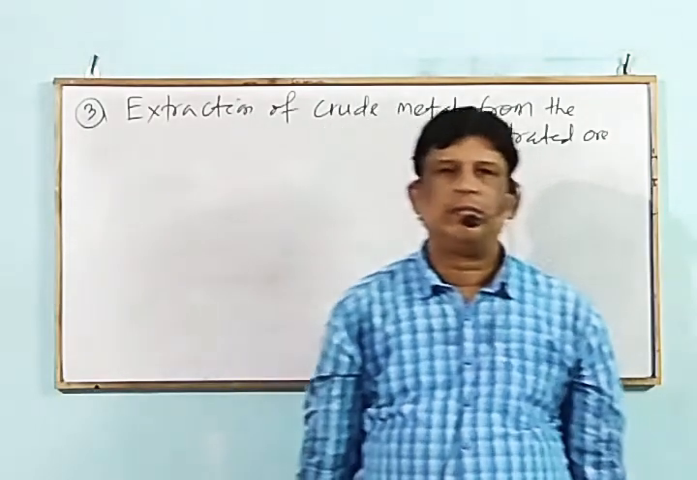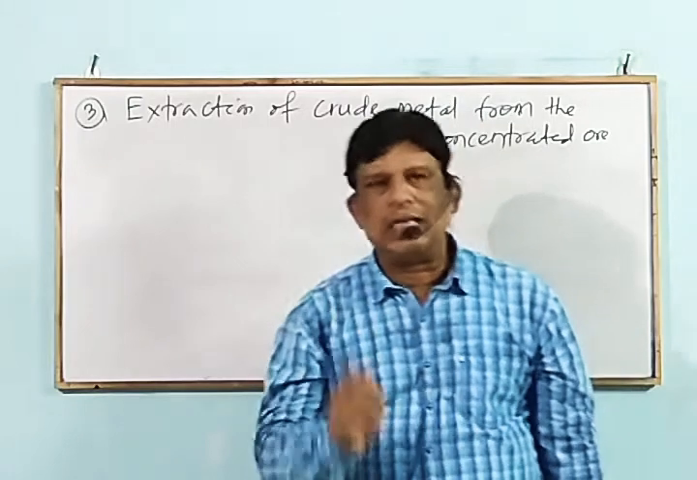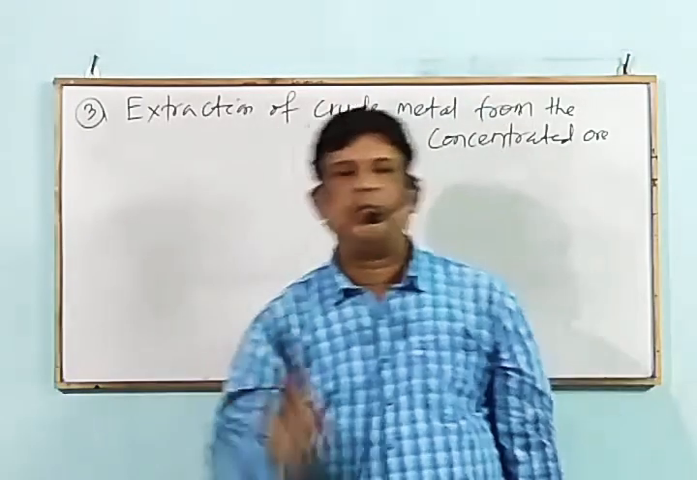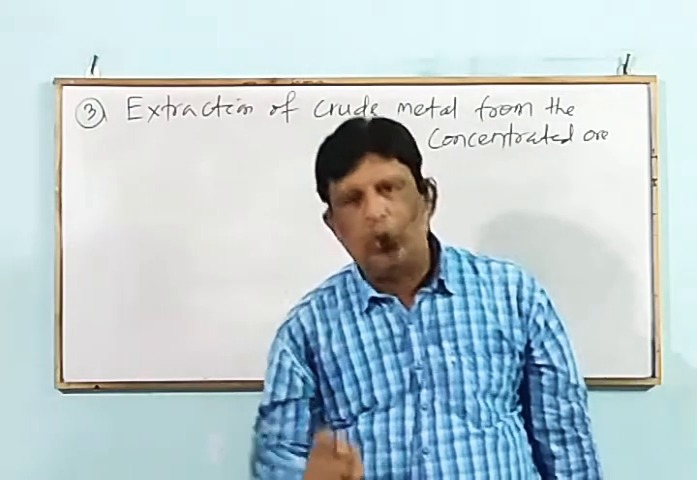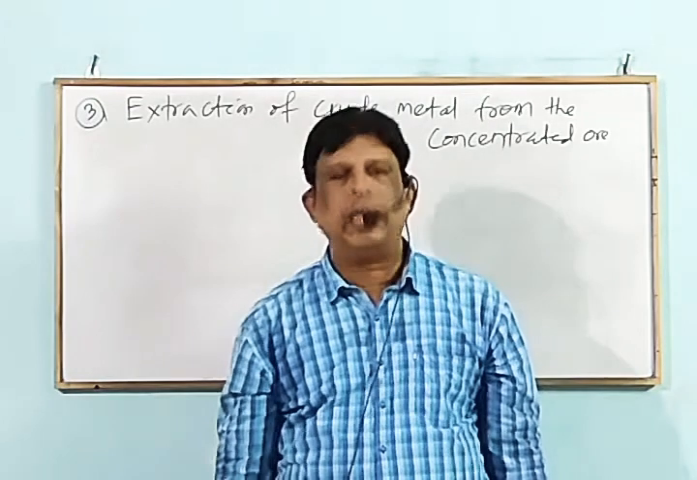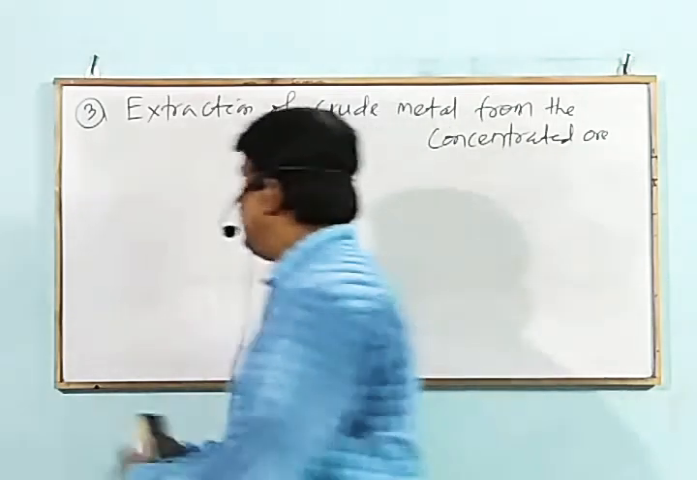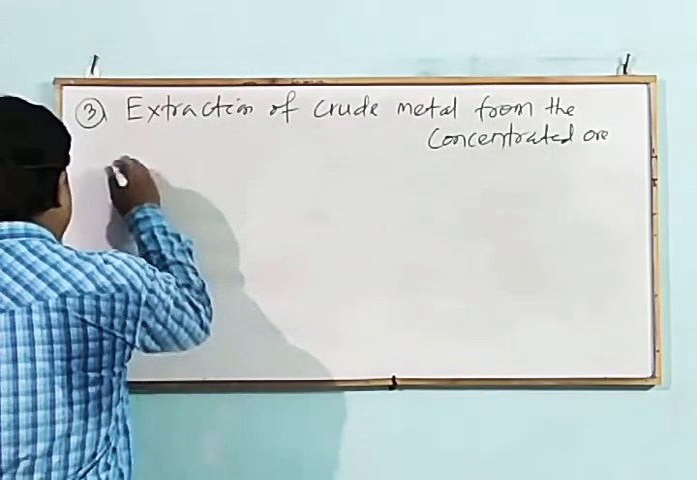One is conversion of concentrated ore into its oxide form. Point two, conversion of oxide ore to the metallic form by reduction. Mark that. This process is again carried out in two sub steps.